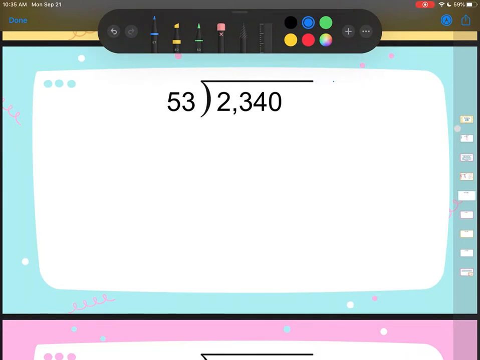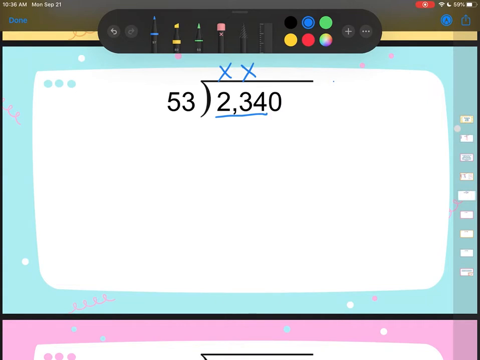All right, now I'm going to do 2,340 divided by 53. Let's try this a different way without using repeated addition. I'm going to use estimation to skip count to get an idea of how many times it's going to go in. Well, 53 can't go into 2, so I'm going to put an X above it so I don't accidentally put anything there. 53 can't go into 23, but it can go into 234.